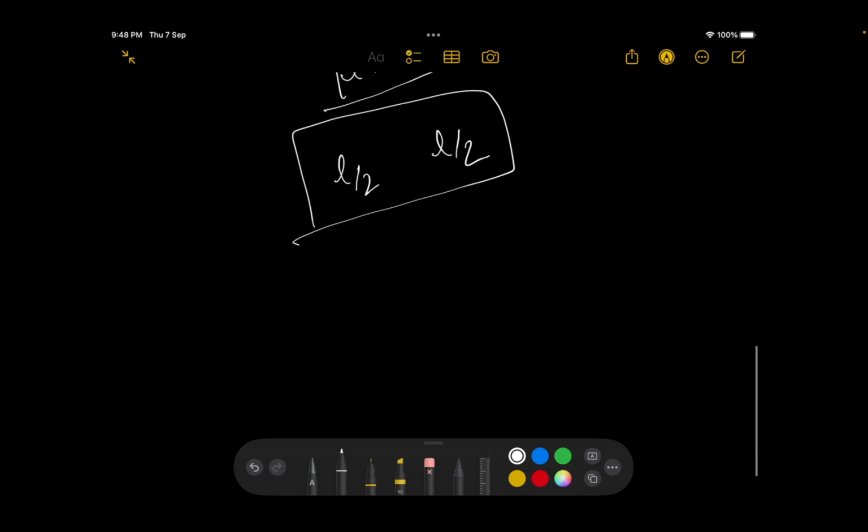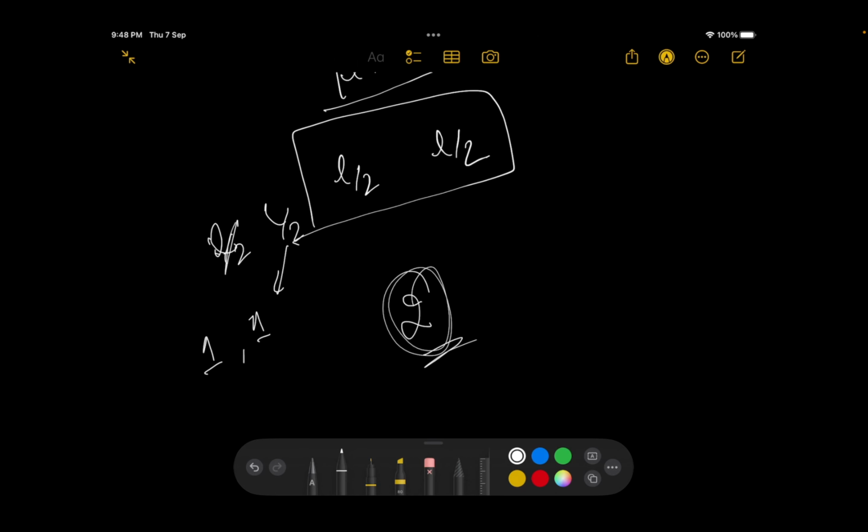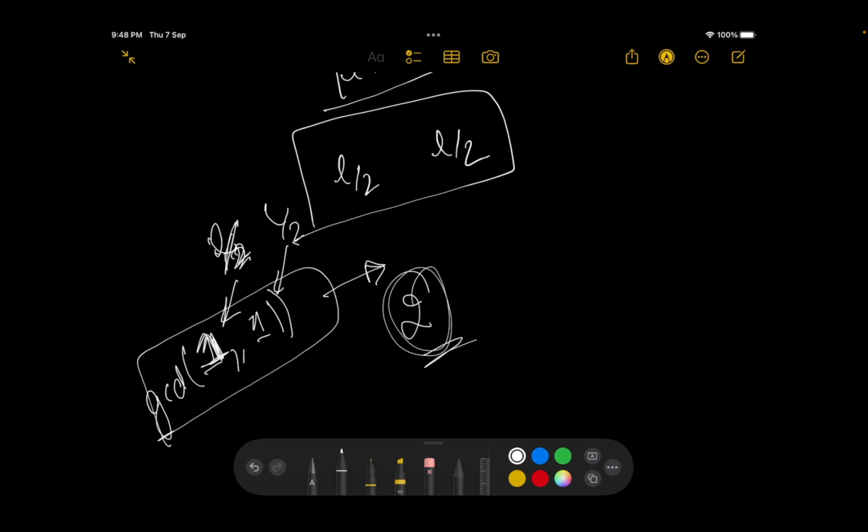But here's the edge case. The edge case is, what if L is equal to 2? In case L is equal to 2, then I'll say, okay, 1 and 1 are the answer, because L by 2 and L by 2 would equate to 1 and 1. However, that's not correct. The simple reason being that 1 and 1 have a GCD of 1, right? Which is wrong. Cool.